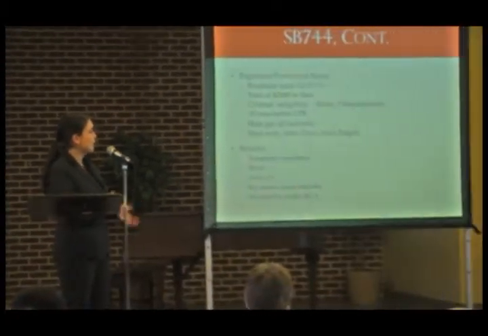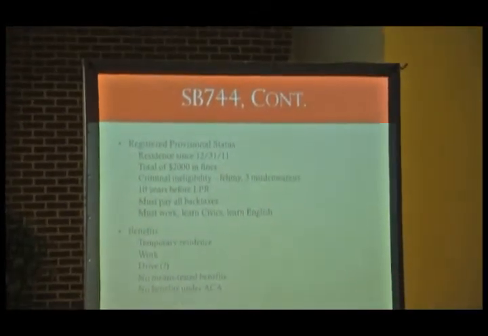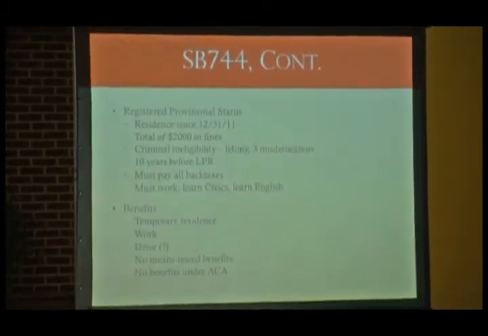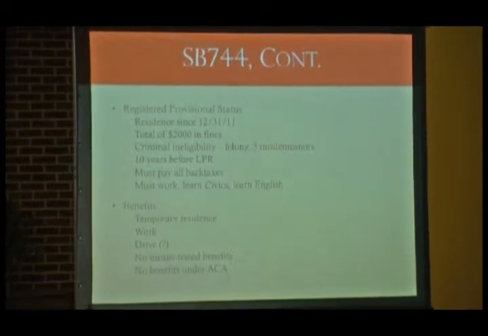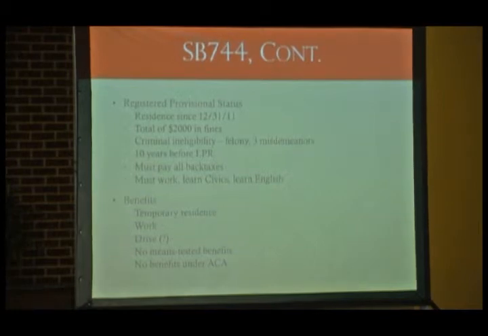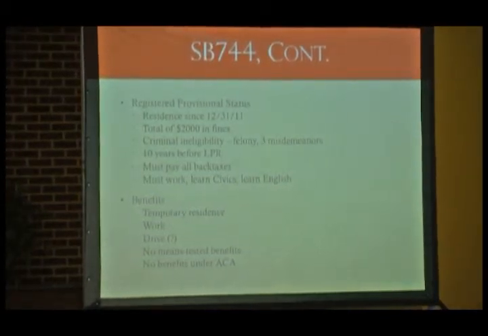They have to spend 10 years as a registered provisional immigrant. And during that time, they're subject to a lot of requirements. They have to pay all their back taxes. They have to work almost the entire time. They have to show that they had a steady work history during those 10 years. They have to learn civics, that civics exam that I talked about earlier. And they have to learn English, or show that they're attempting to learn English before they can then adjust to become a lawful permanent resident.